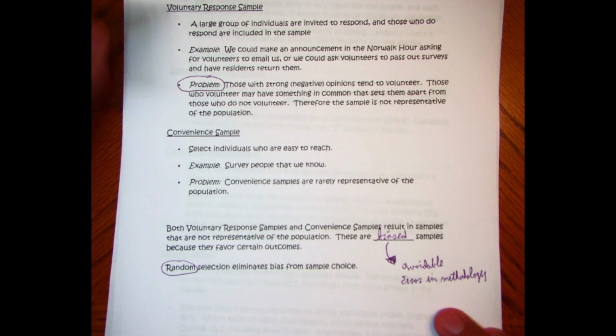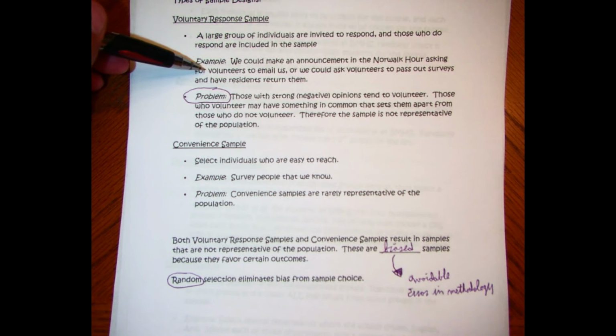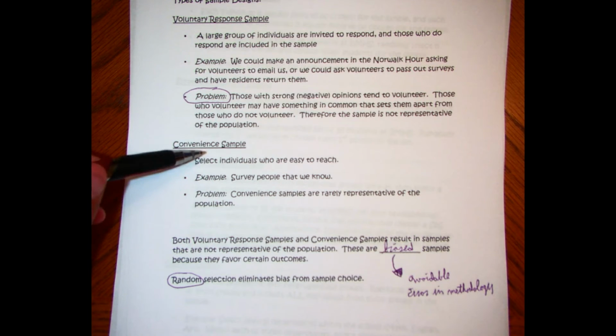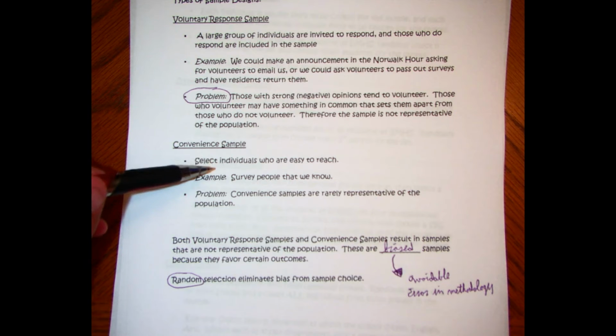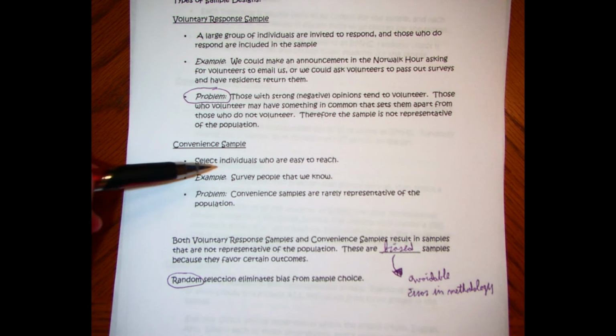In these two methods, here's what's happening. In voluntary response samples, people are self-selecting themselves to participate in the sample. If they want to participate, they can. If they don't want to, they don't have to. So this is self-selection. In the convenience sample, we're selecting people who are around us, who are convenient. So we're ignoring certain groups, and that introduces bias also.